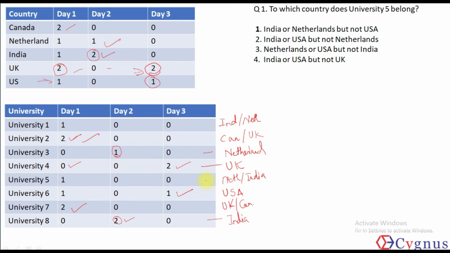Now, if you look at question number 1, can we answer that question? To which country does university 5 belong? This is university 5. I'm not sure. My answer would be either Netherlands or India. So if you look at the options, India or Netherlands, but not USA. So the answer becomes the first option. I hope this is clear.